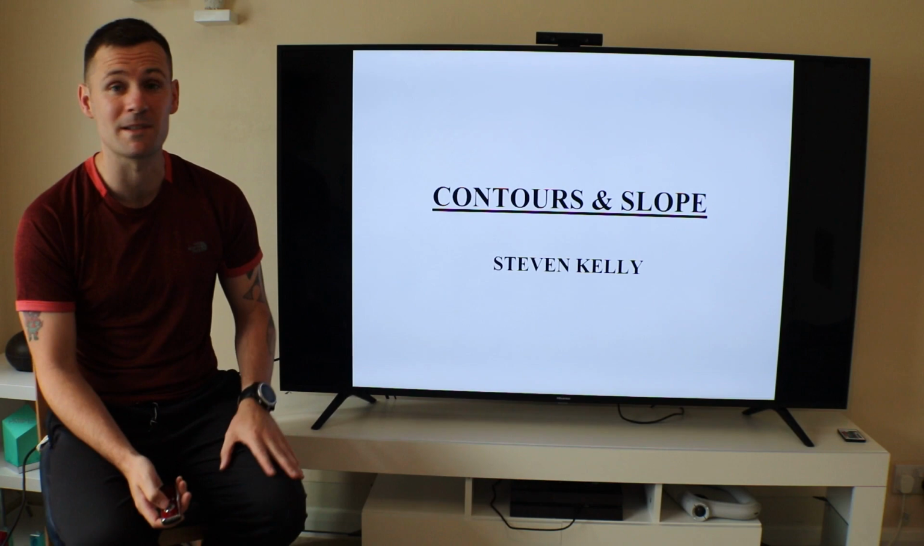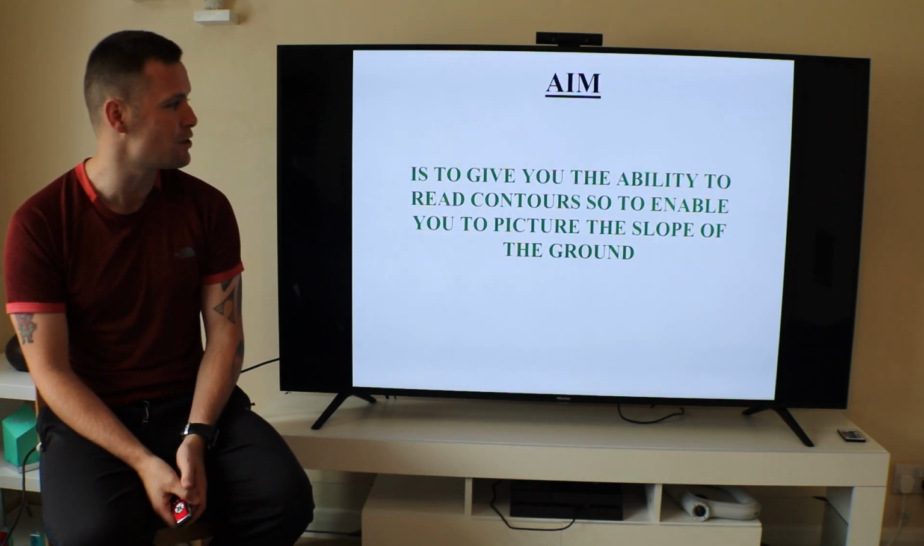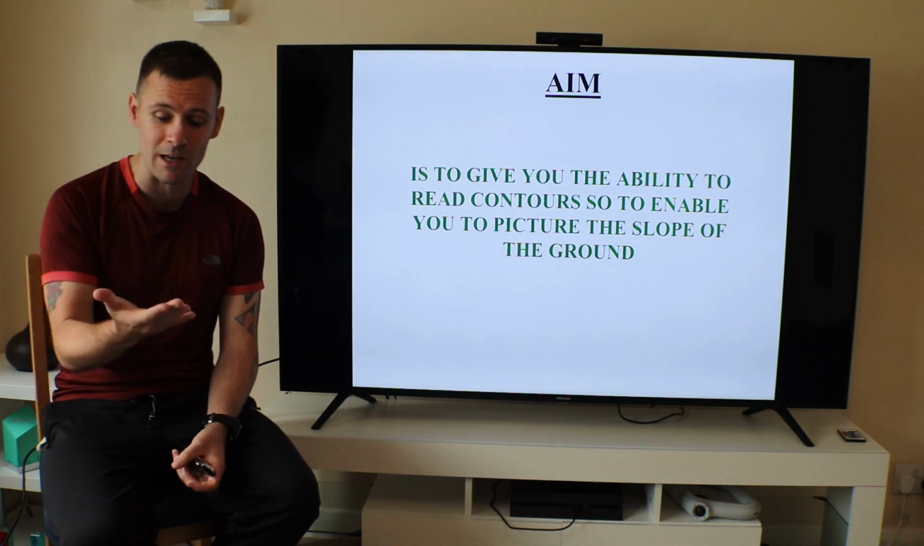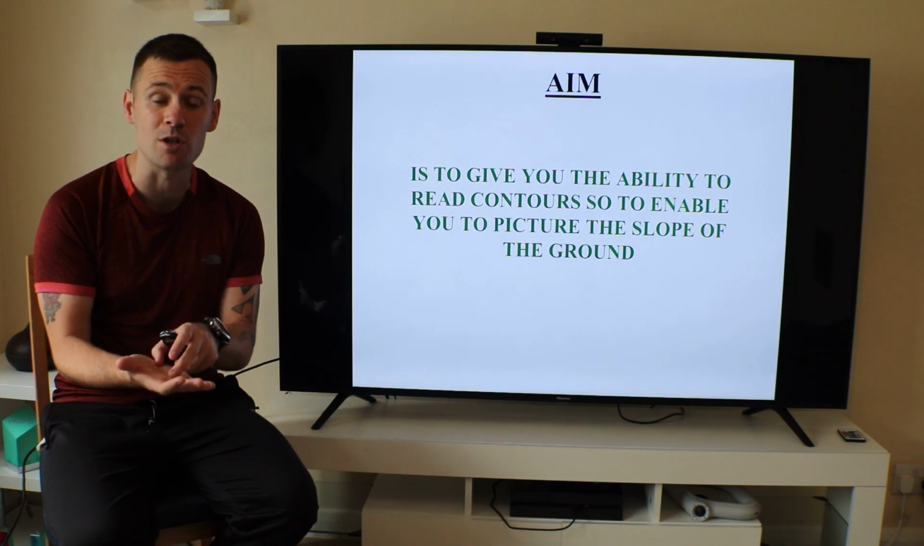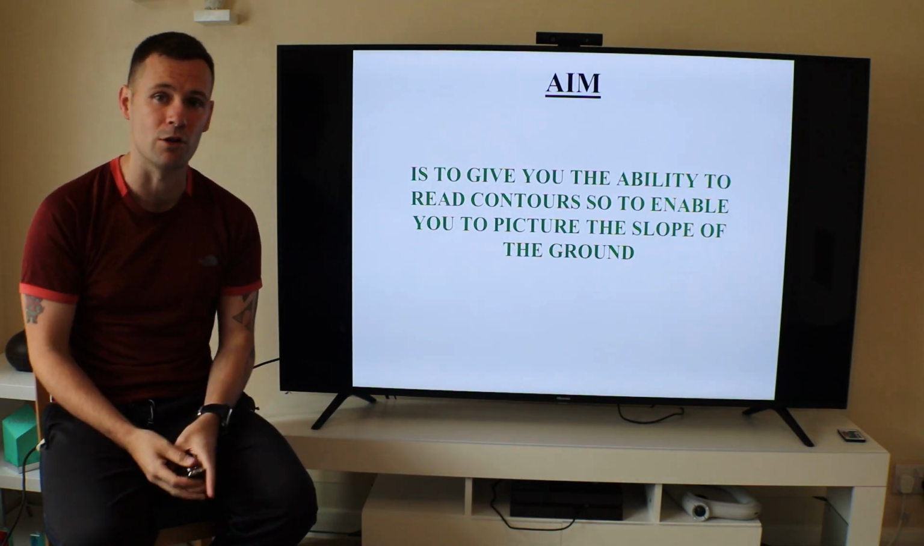So yeah, what we're going to talk about today is contours and slopes. The aim of this lesson is to give you the ability to read contours, to enable you to picture the slope of the ground. When you're looking at your map, I want you to be able to look at those contours and visualise in your head what the slope is going to look like on the ground.